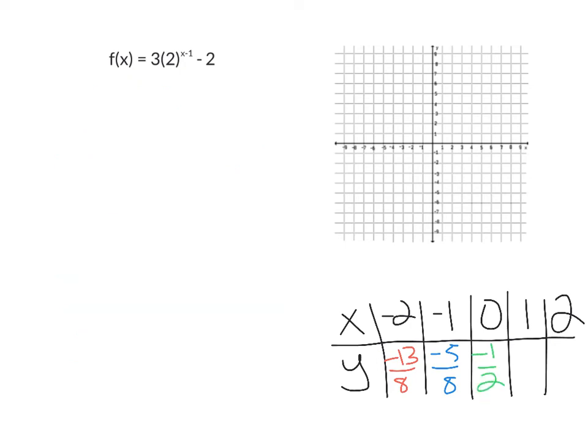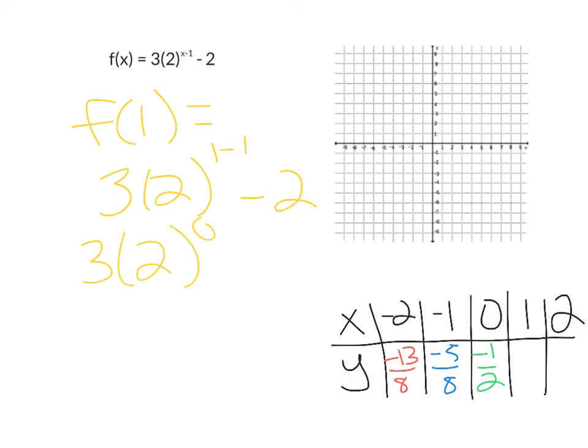Next, I'm going to find f of 1. When I substitute in 1 for x, I get 3 times 2 to the 1 minus 1, minus 2. 1 minus 1 is 0, so I have 3 times 2 to the 0, minus 2. Anything to the 0 power is 1, so I have 3 times 1 minus 2, or 3 minus 2, which is 1.